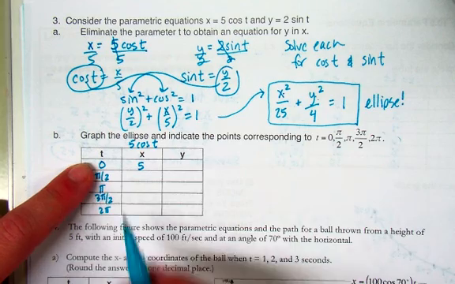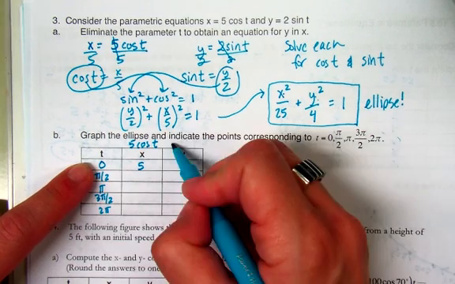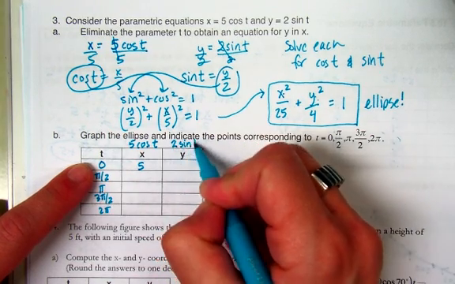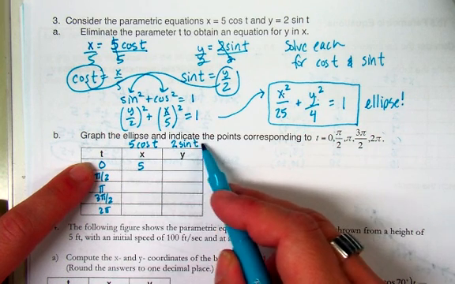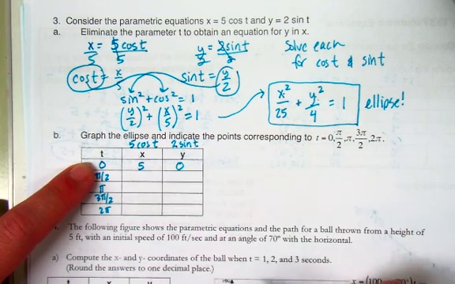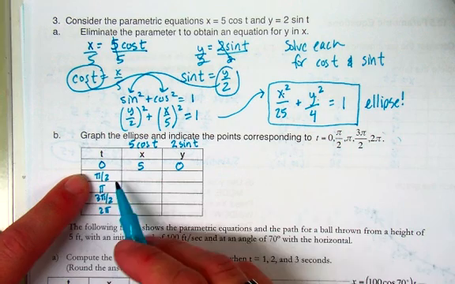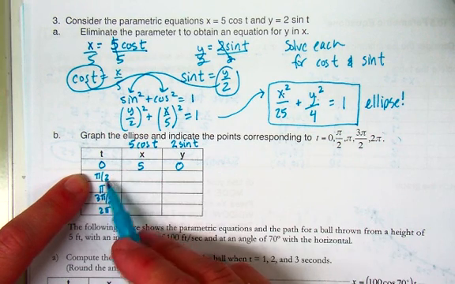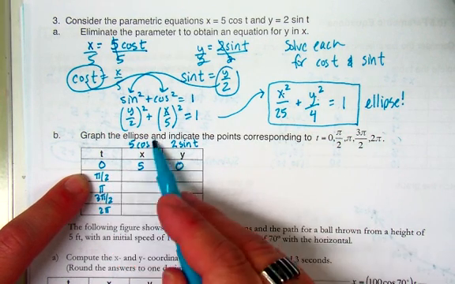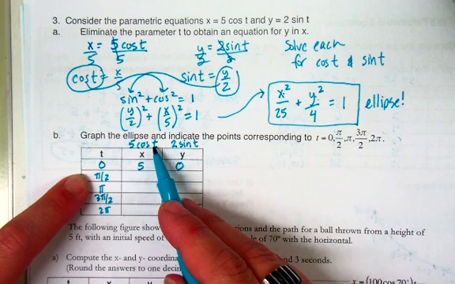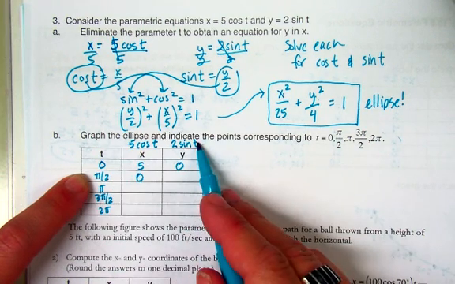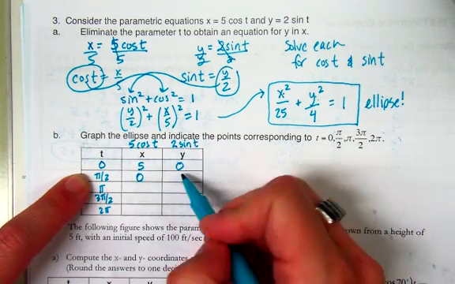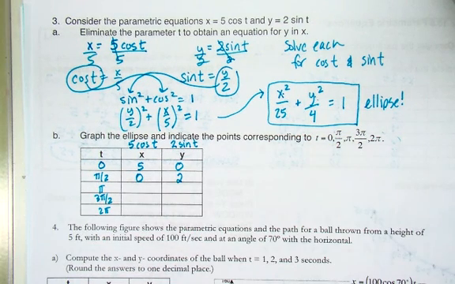When I plug in a 0 to y, the y equation was 2 sine of t. So what's the sine of 0? 0. 2 times 0 is 0. All right, now let's do pi over 2. These are easy ones, right? What's the cosine of pi over 2? 0 times 5 is? What's the sine of pi over 2? 1. All right, fill in the rest of the chart. You know these. These are easy ones.